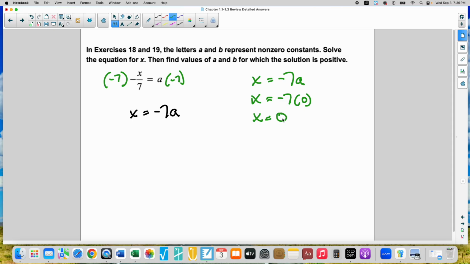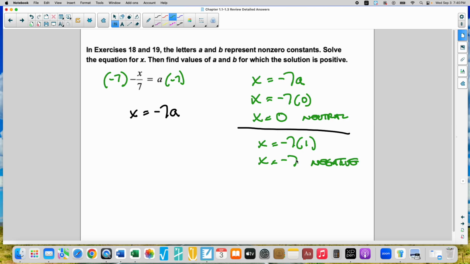Okay, that's pretty good. That's neutral. So this is the border, when a was equal to 0. And so let's try a number bigger than that. What if we plug in 1? So -7 times 1, we get -7. No, that's negative, so that didn't work. When we went bigger, it went from neutral to negative.